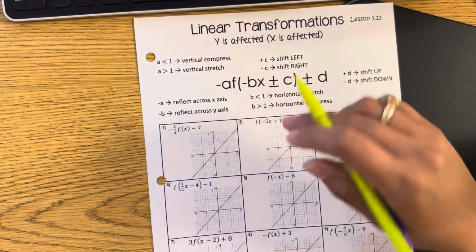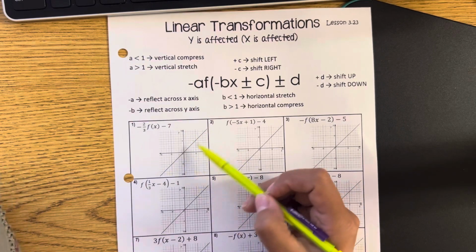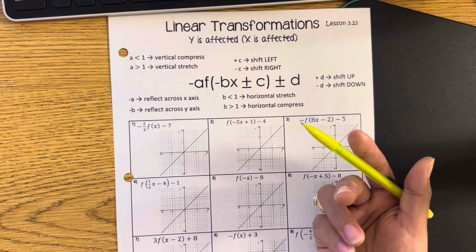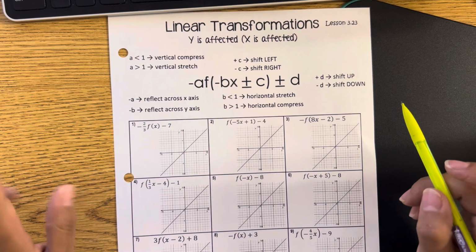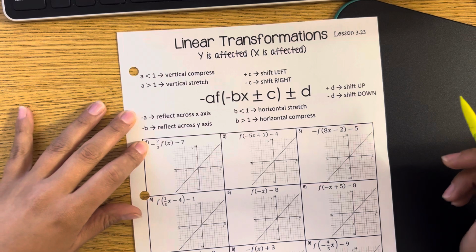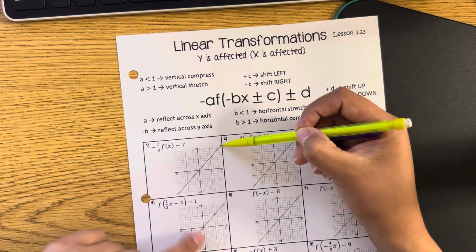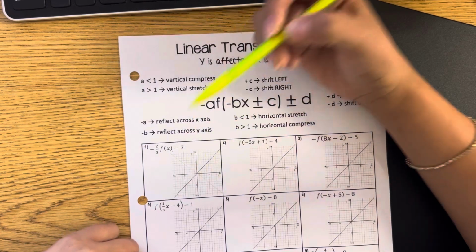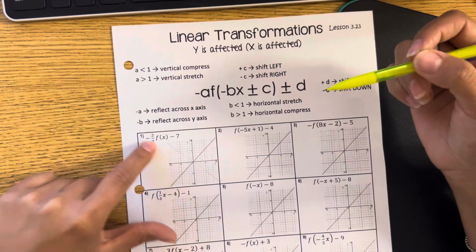If we look at number 1, they want us to manipulate this graph to match what this says. So first things first, okay? It's going to be a little bit of erasing, so bear with me. The negative means a reflection across the x. So think of it like a mirror. This is going to go down. This one's going to go up. So it's going to be pointed downward. There's my reflection across the x.